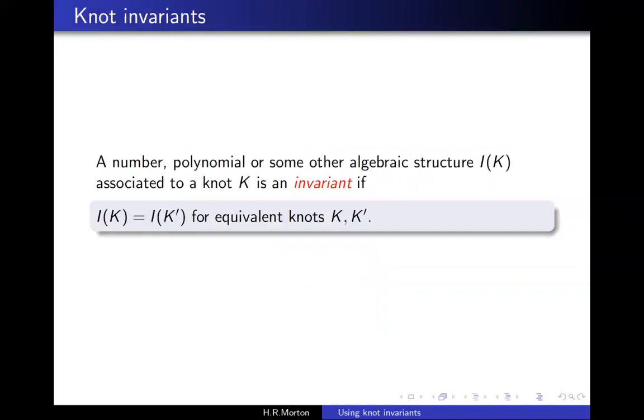A knot invariant is generally something, a number, a polynomial, something maybe algebraic, that's associated to a knot. And the point is that the invariant I(K) has got to be the same as I(K') when the knots K and K' are equivalent.